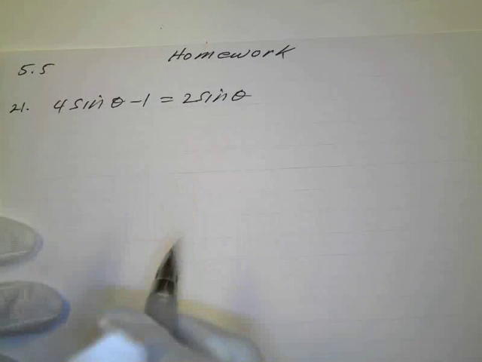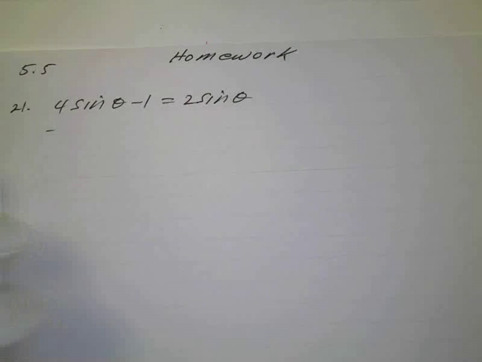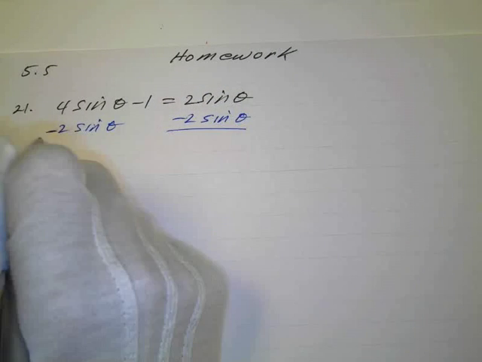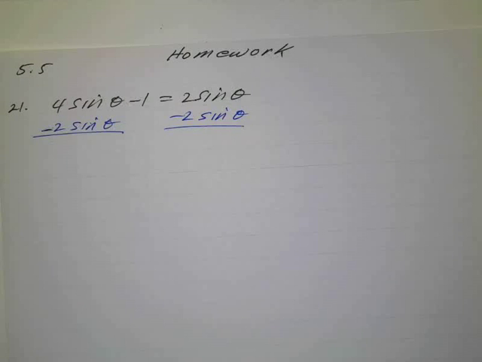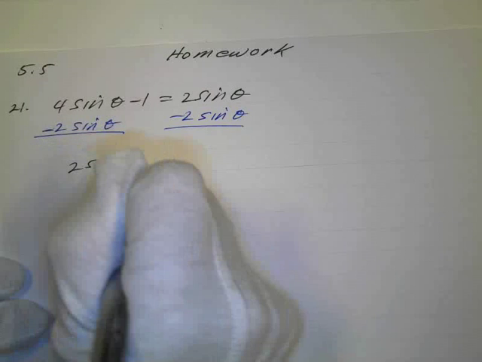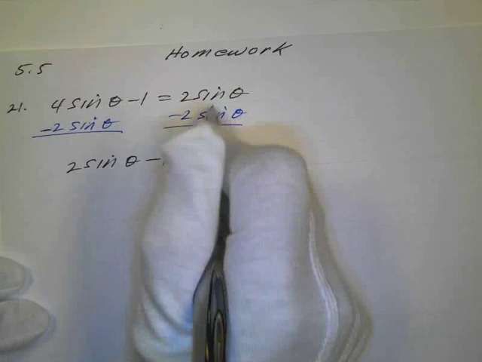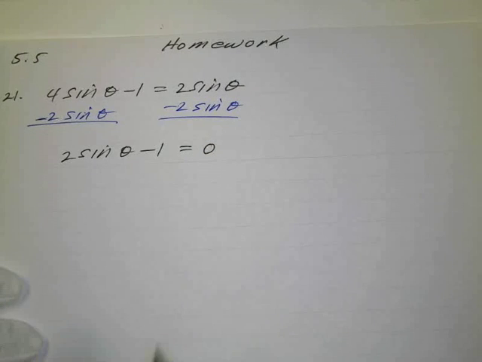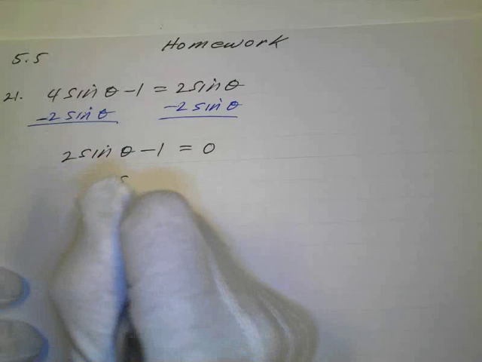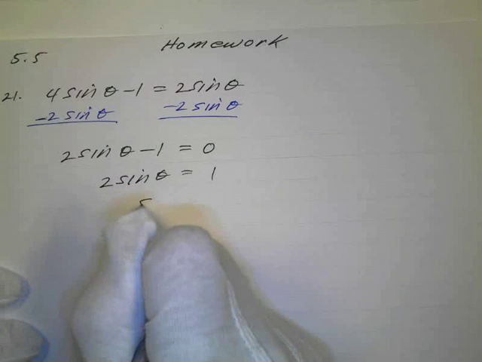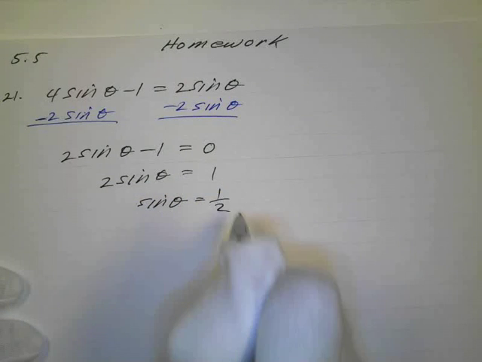Well, first of all, I'll just group my sine theta. So if I subtract 2 sine of theta from both sides, then 4 things minus 2 things is just 2 things, so I have 2 sine theta minus 1 equals, and then something minus itself is 0. Then I'd add 1 to both sides, so I can isolate the sine theta eventually, and then divide by 2, so I get the sine of theta equals 1/2.